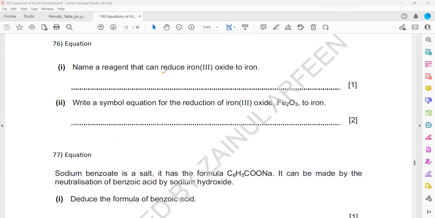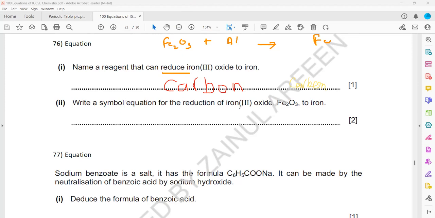Next, name a reagent that can reduce iron 3 oxide into iron. Means which reagent can convert this iron 3 oxide into iron? This is the same question we did just now when we were solving the last exam paper. So we can use carbon, we can use carbon monoxide, or we can use any more reactive metal. For example, you can mention aluminium. So aluminium is more reactive, so aluminium can also reduce the iron. Any metal more reactive than iron can also be used as a reducing agent.